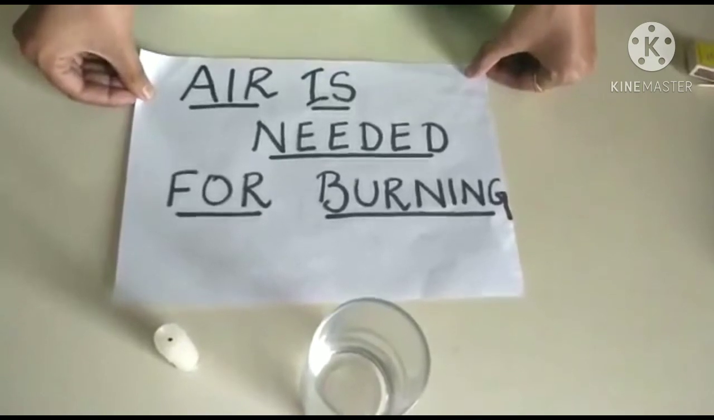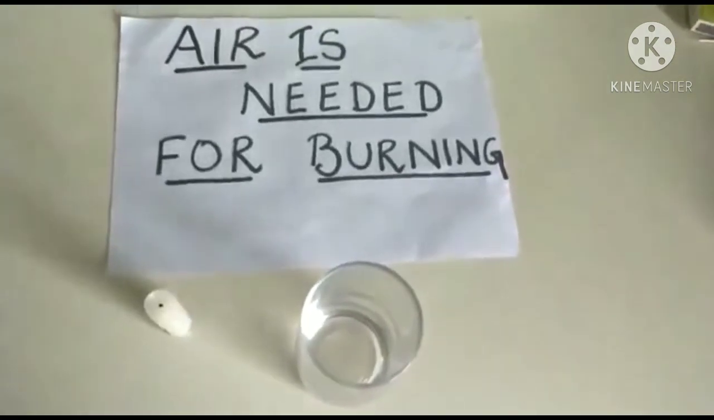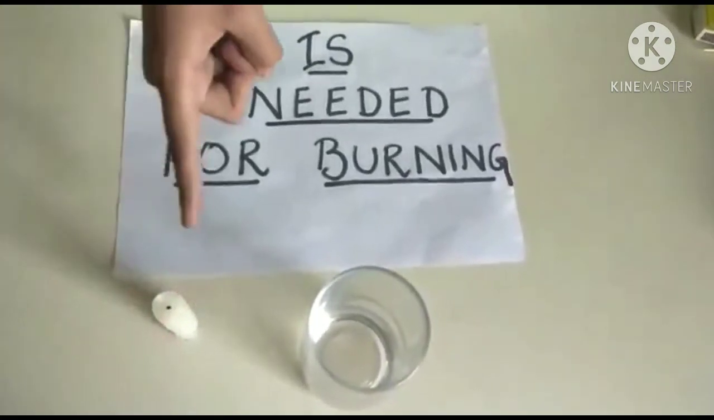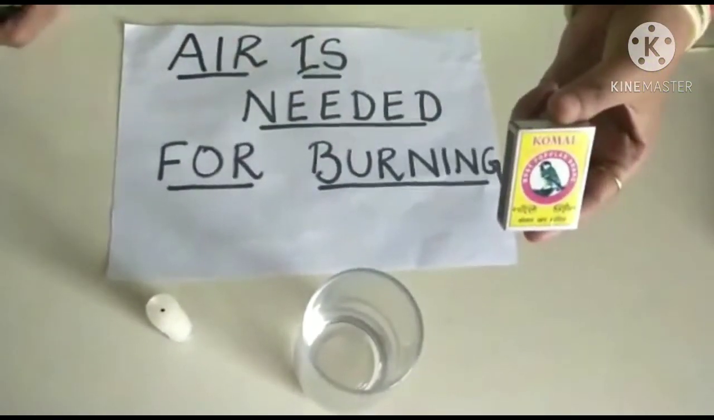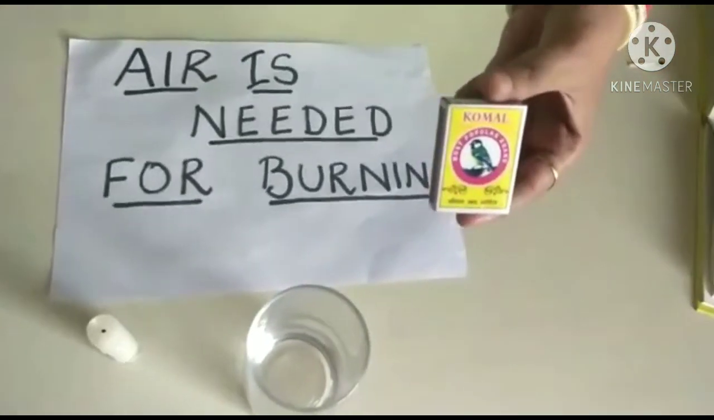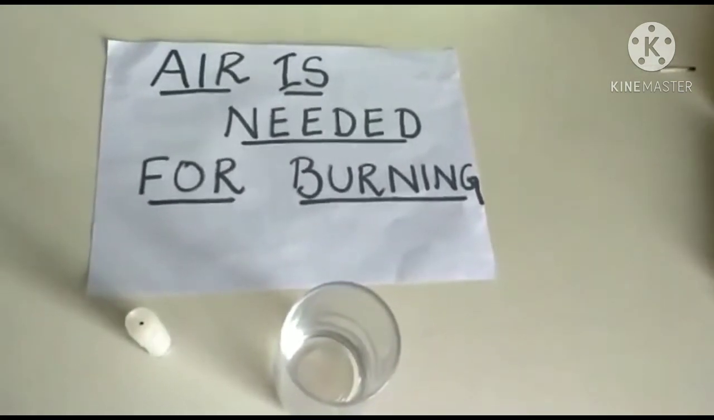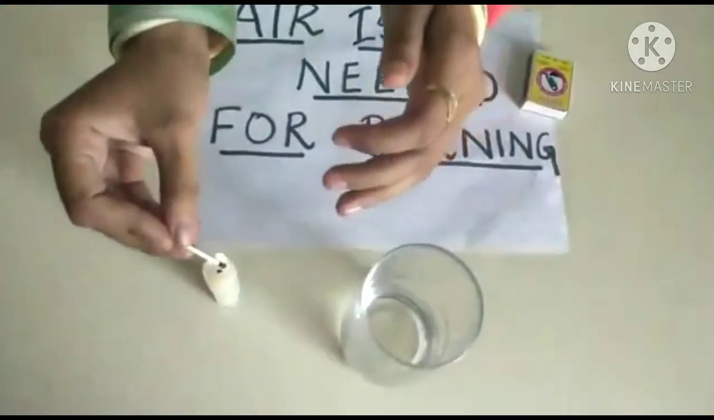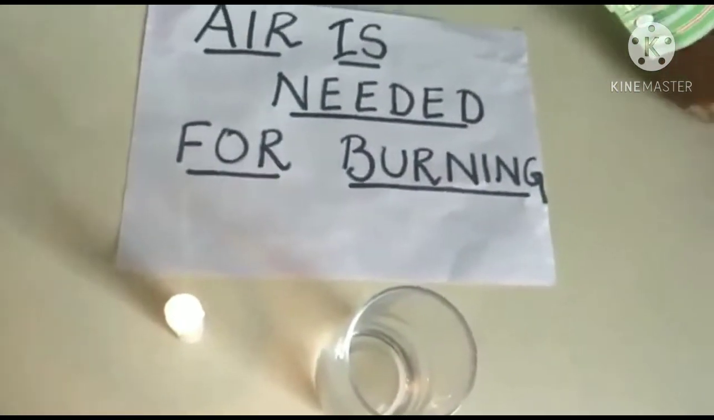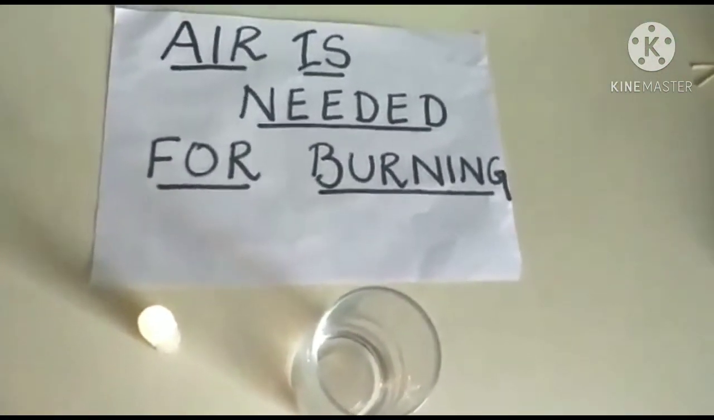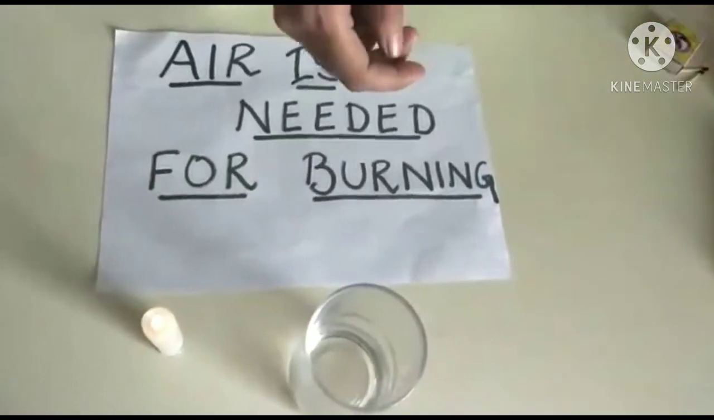The things required for this experiment are candle, glass and matchstick. Let's start this experiment. First I light the candle. Now you can see that the candle continues to burn. Next I am going to cover the candle with a glass, an inverted glass.